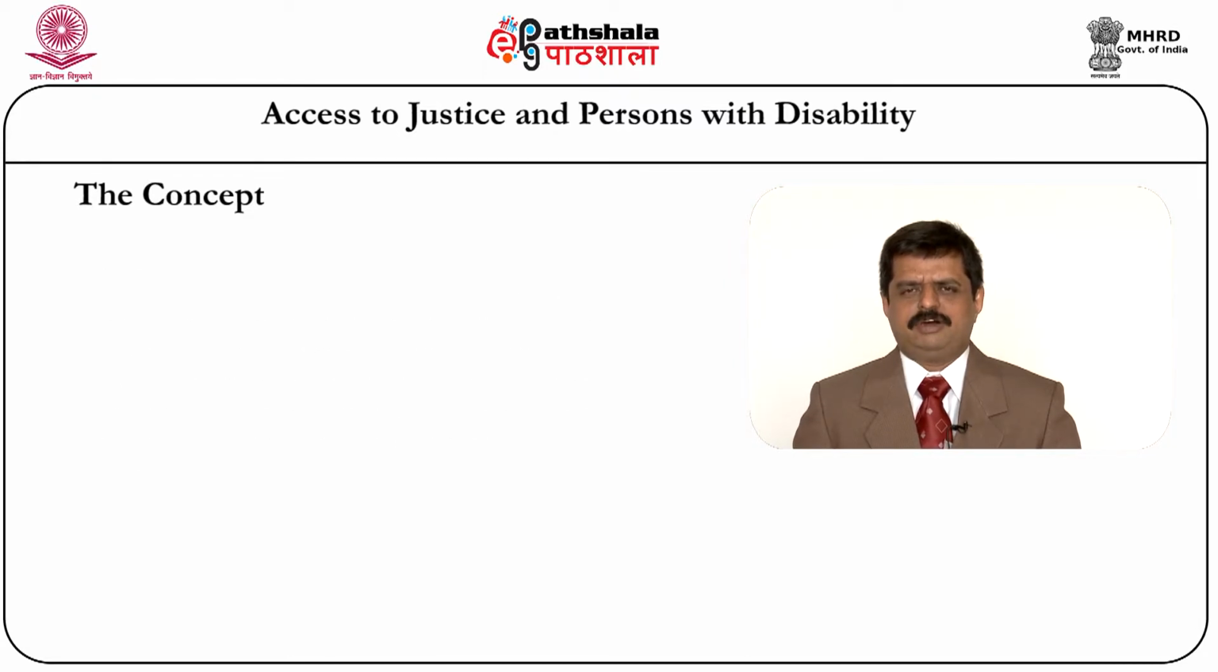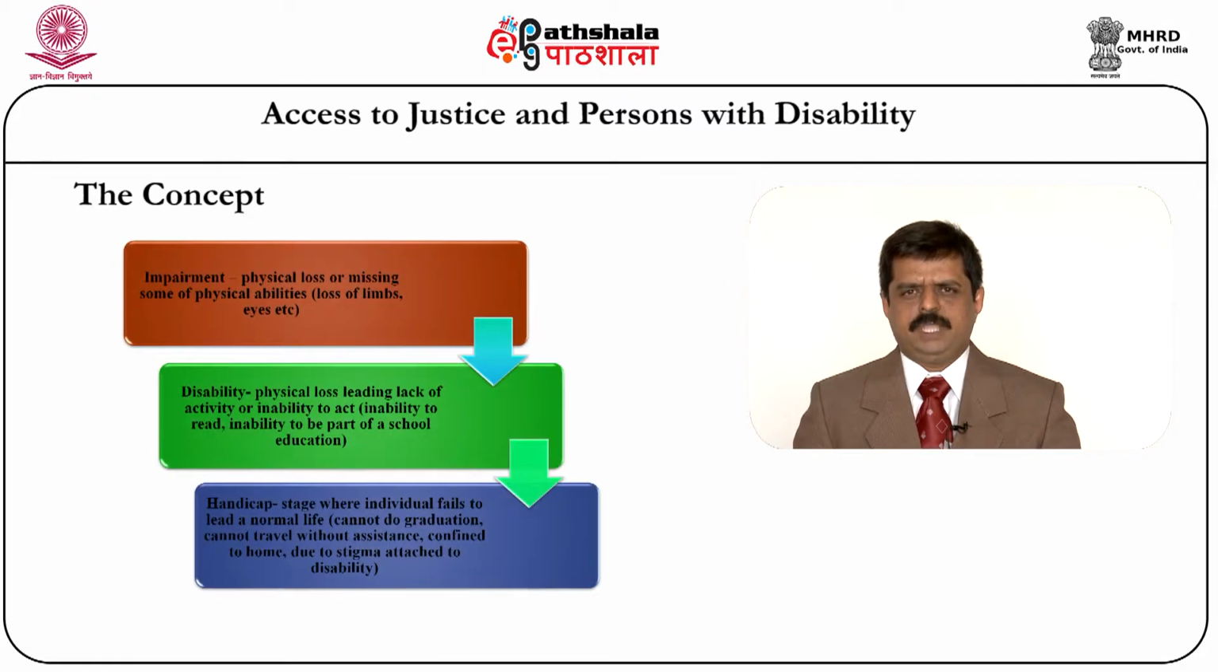Take the example of a blind person. Blindness is an impairment. Due to blindness, he cannot pursue his education, which is a case of disability. Lack of education leads to a situation where he cannot obtain a degree and cannot pursue higher studies, which is handicap. So these are three different terminologies used for three different purposes. Many times we use these terms interchangeably.